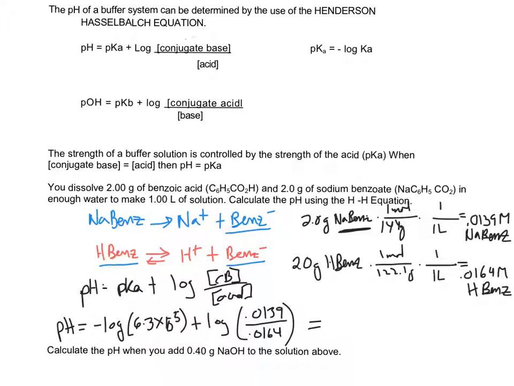You punch that into your calculator and you get 4.13. So much simpler and easier than doing an ice chart. Takes a lot less time. So it's kind of nice. Let's try another one.